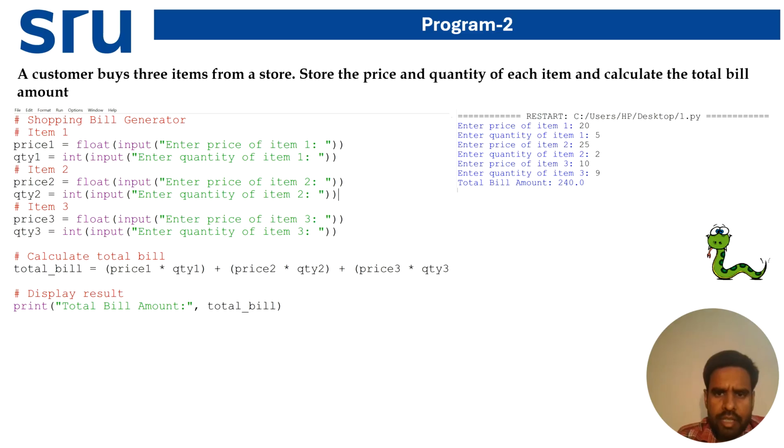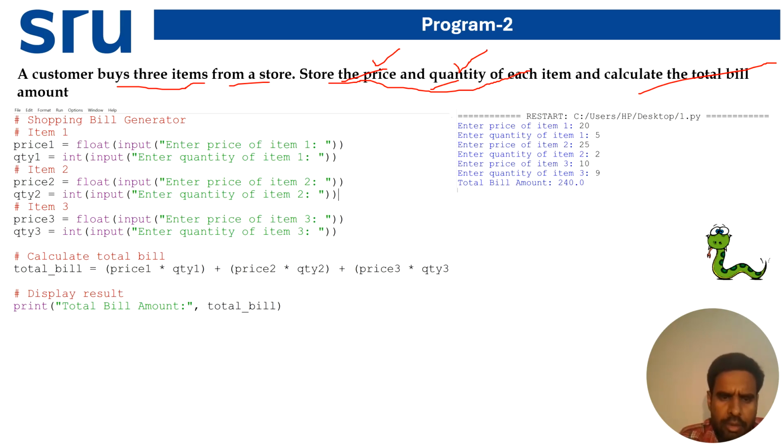Now coming to the second program. What is the second program? The second program is about a customer who buys 3 items from a store. The store stores the price and quantity of each item and calculates the total bill. A customer is going and buys the 3 items, so we have to take the quantity per item and the price per item, and we have to calculate the total bill.